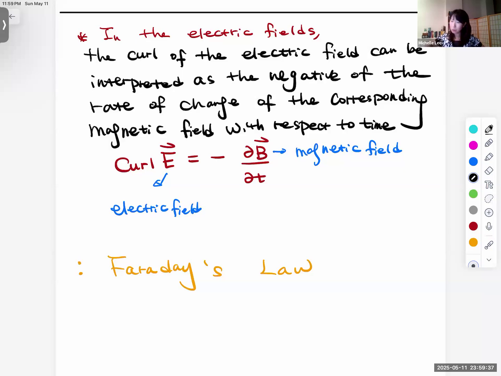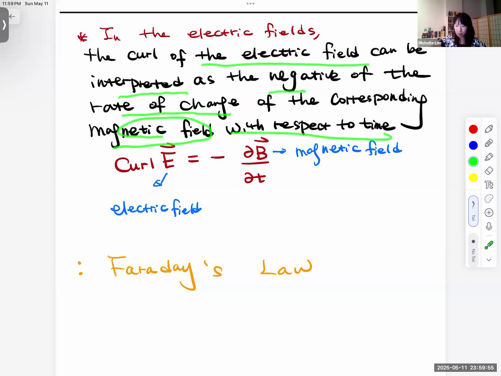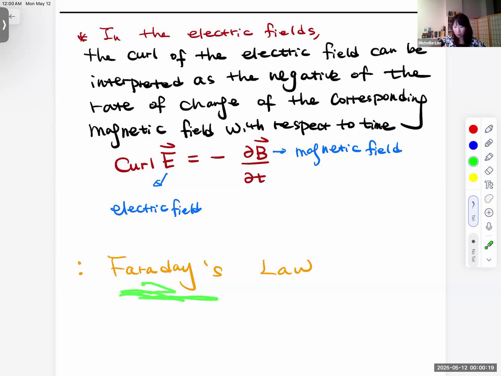Okay, so last concept for this section. In electric fields, the curl of the electric field can be interpreted as the negative of the rate of change of the corresponding magnetic field with respect to time. So curl of electric field equals negative partial derivative of the magnetic field vector with respect to t, right? We call this Faraday's law. Okay, so let's do this example.